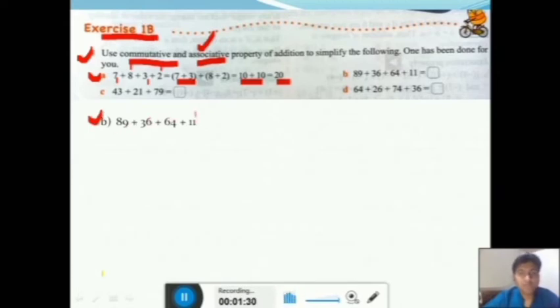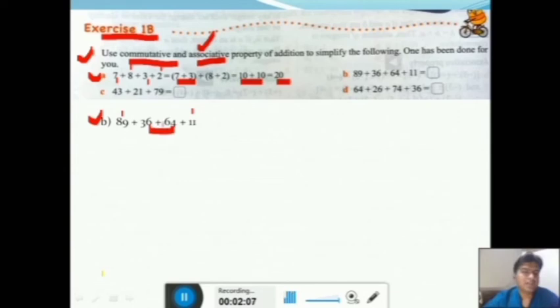Now come to the second question, that is 89 plus 36 plus 64 plus 11. What we have to see here is to choose the numbers by which we can easily get the sum. If I add 89 and 11, I can easily get 100. And if I choose the numbers 36 and 64 in one group, then I can easily get the sum, that is 100. So while making the group, we have to see the numbers which we can add easily.